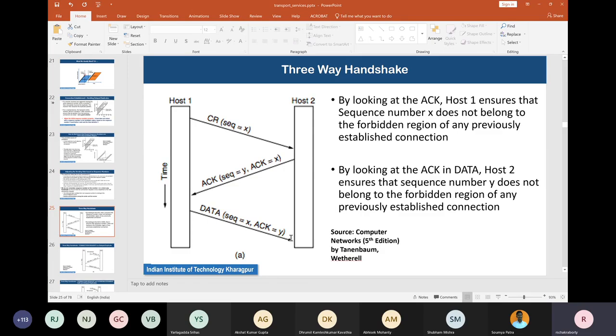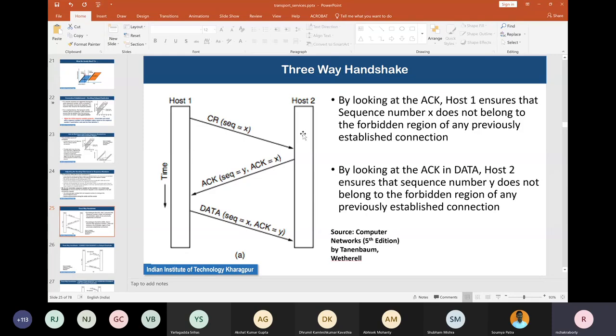Is it clear up to this? The connection request part is clear? Yes, sir. Fine. After some time, host 2 receives this connection request segment. Why did I say after some time? Because notice that the arrow moved downwards. If it had taken 0 time to get from host 1 to host 2, the arrow would have been a vertical line. Because time is going downwards, the arrow goes downwards, meaning time is proceeding. It reaches host 2. Suppose it is successfully delivered to host 2.